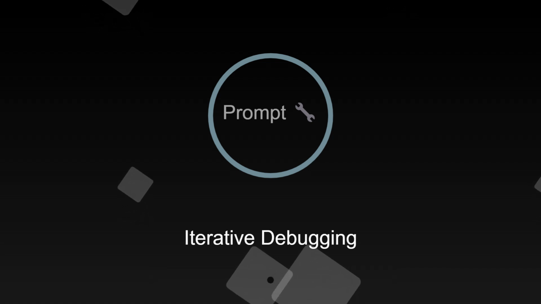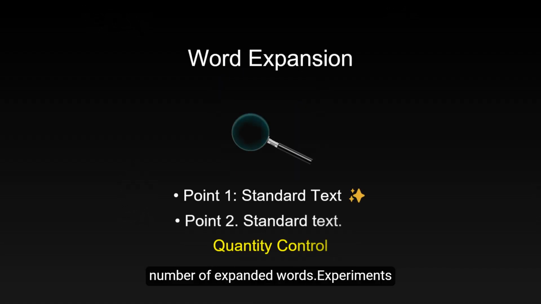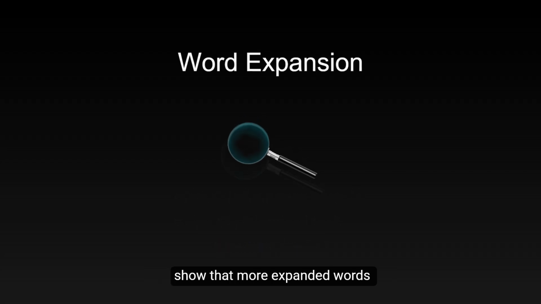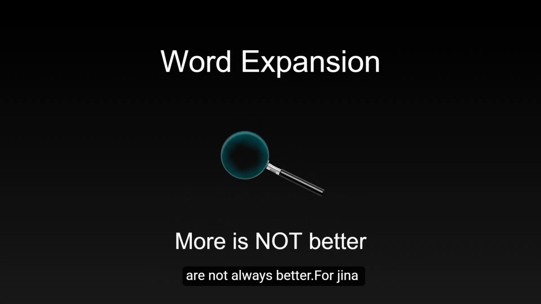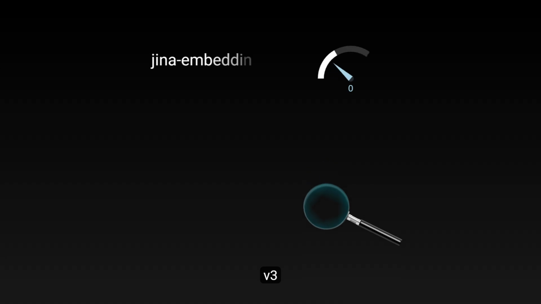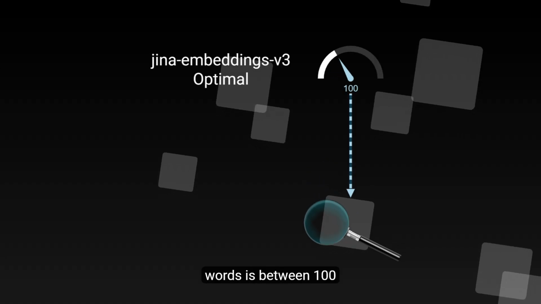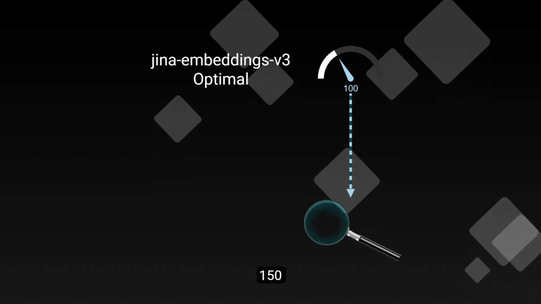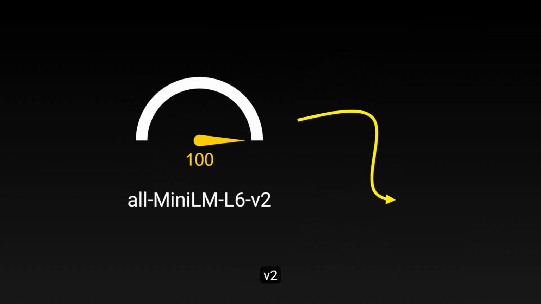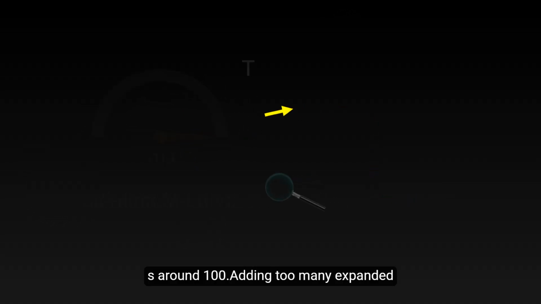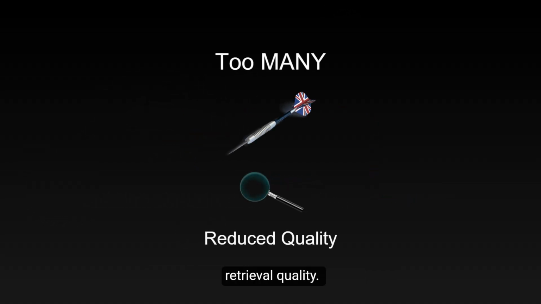The third is the control of the number of expanded words. Experiments show that more expanded words are not always better. For Jina embeddings V3, the optimal number of expanded words is between 100-150, while for all-MiniLM-L6-v2, it's around 100. Adding too many expanded words will actually decrease retrieval quality.